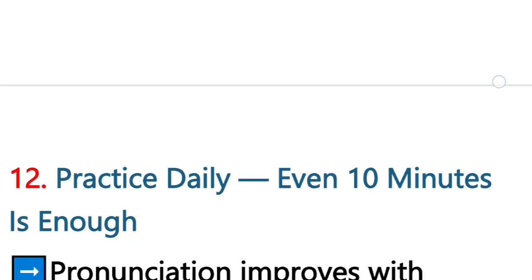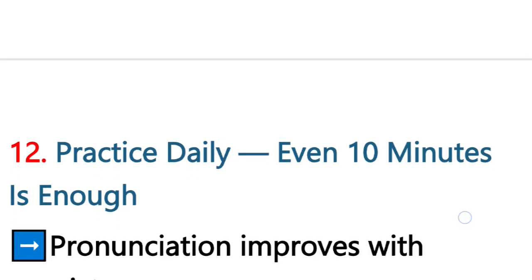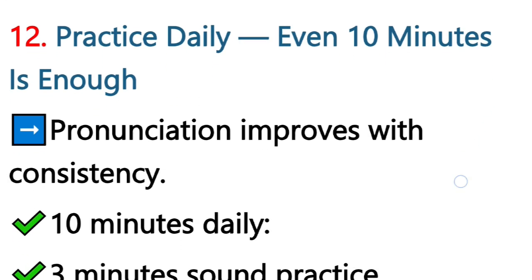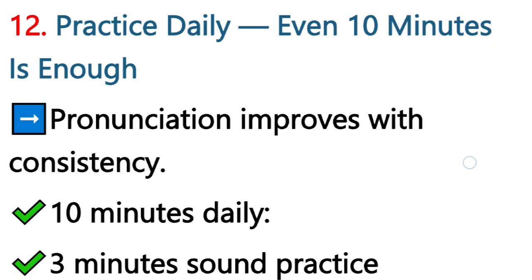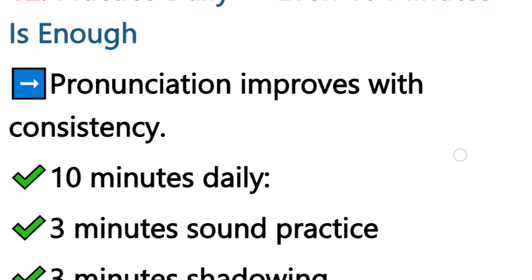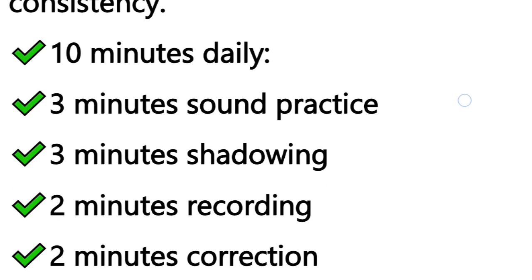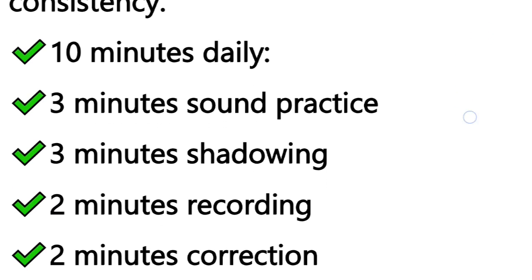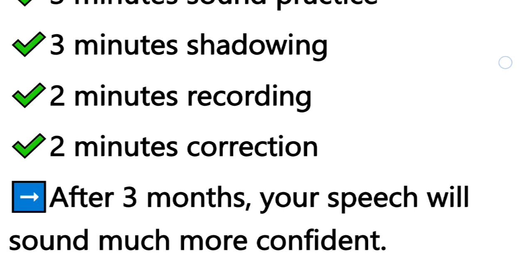Now let's talk about another point, which is point number 12, which says practice daily, even 10 minutes is enough. Pronunciation improves with consistency. Yes, 10 minutes you have to practice. So let's talk about it. 10 minutes daily. What you have to do? 3 minutes sound practice. You have to listen. For the next 3 minutes, shadowing. 2 minutes you have to record your voice, and then 2 minutes you have to focus on correction if you have made any kind of mistake and you're finding it in the recording.